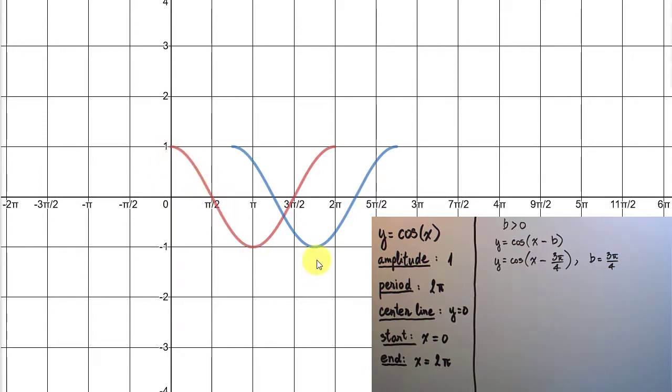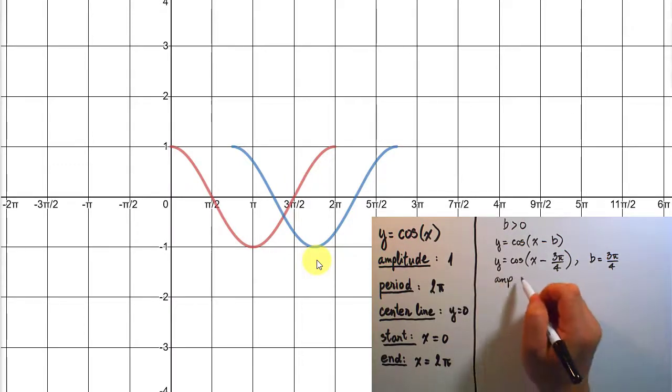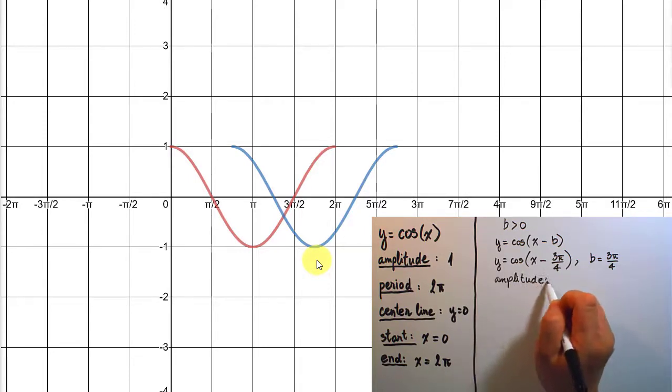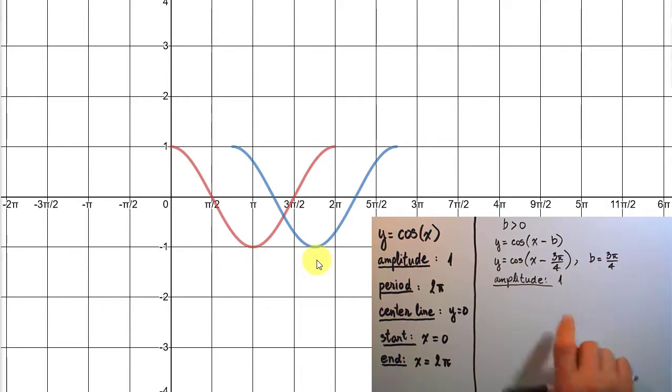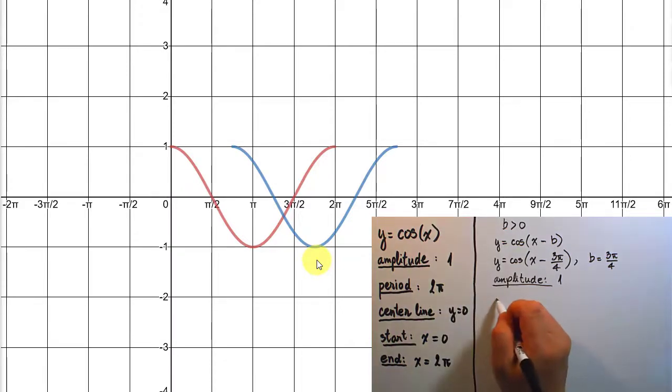And so a general conclusion about the amplitude: cosine of x minus 3 pi over 4 has amplitude 1. The same amplitude as the original cosine of x. Center line.